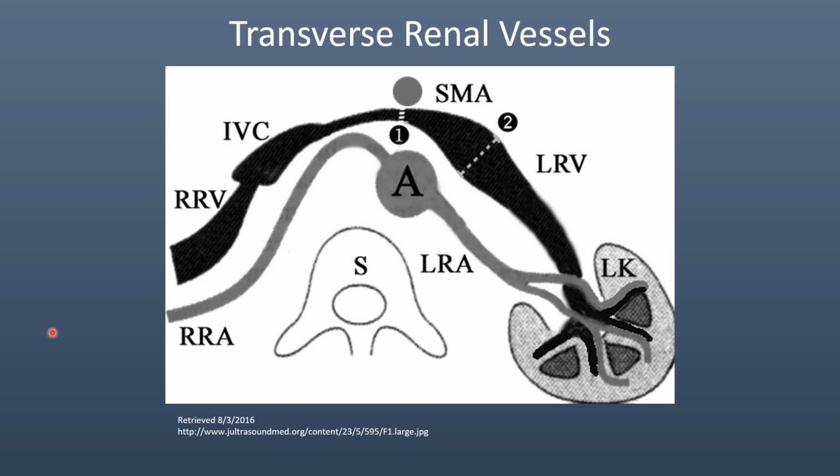Same thing is going on the right side. You would have the right kidney here, and then that deoxygenated blood would go through the right renal vein to the IVC.